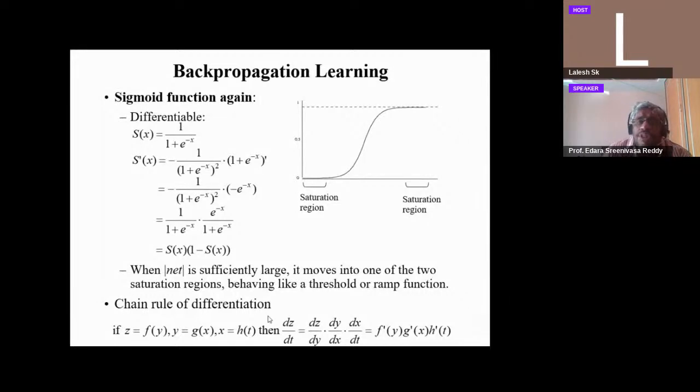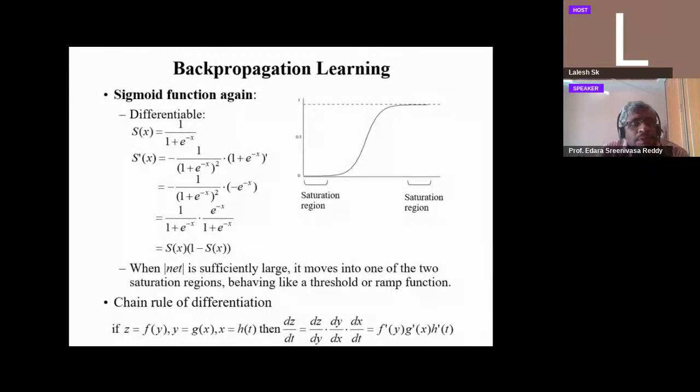And we have chain rule of differentiation. All of you know chain rule of differentiation. If z is equal to f of y, y is equal to g of x, x is equal to h of t, then dz by dt is equal to dz by dy into dy by dx into dx by dt. Therefore, this is nothing but f dash y into g dash of x into h dash of t. This is a simple equation everybody knows at the intermediate level.